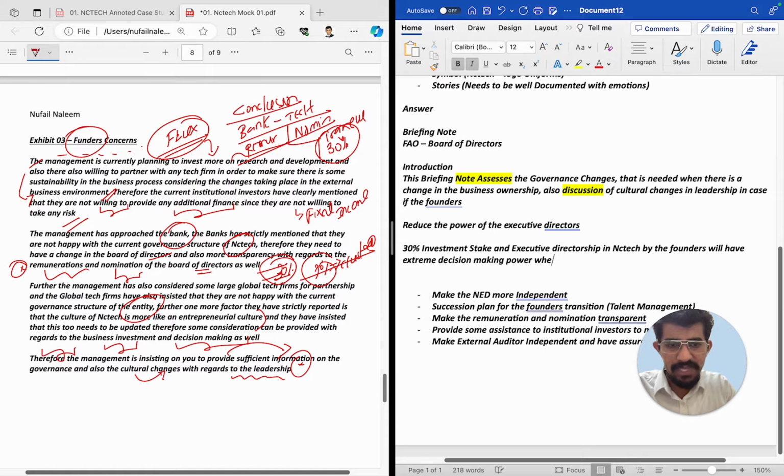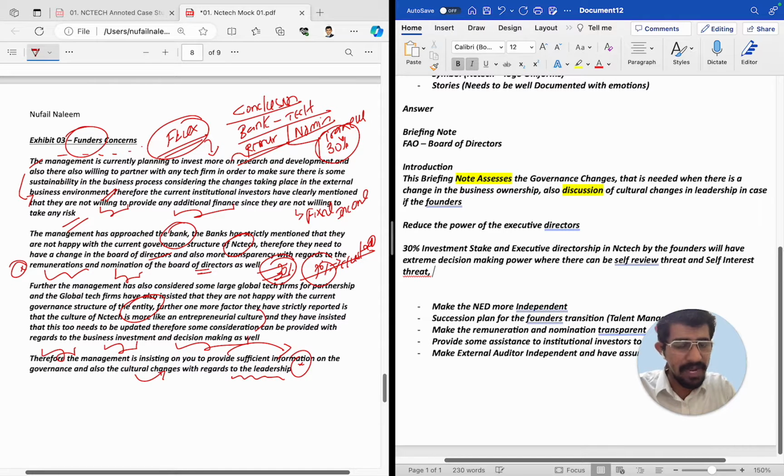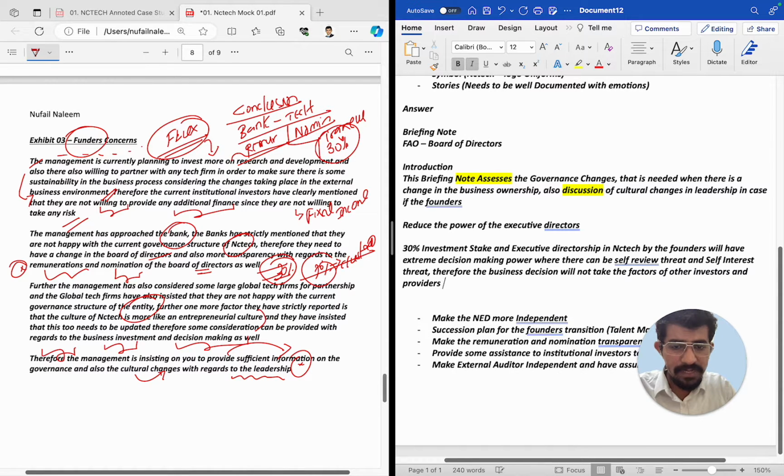where there can be a self review threat and a self interest threat. Understand it from a very practical point of view. Therefore, the business decisions will not take into account the factors of other investors and providers of financial funds like banks. So this is one point.